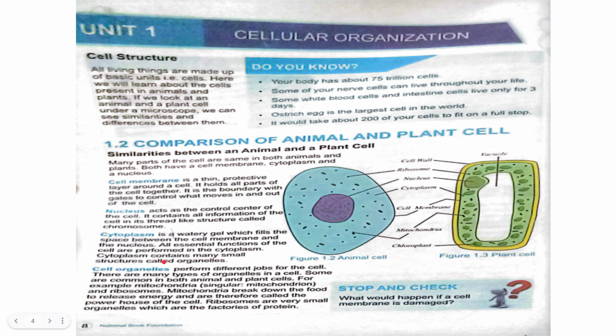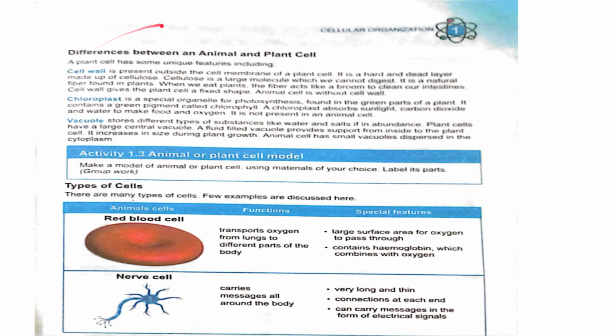Cytoplasm contains many small structures called organelles. Cell organelles perform different jobs for the cell. There are many types of organelles in a cell. Some are common in both animal and plant cells. For example, mitochondria and ribosomes. Mitochondria break down the food to release energy and are therefore called the powerhouse of the cell. Ribosomes are very small organelles which are the factories of protein.